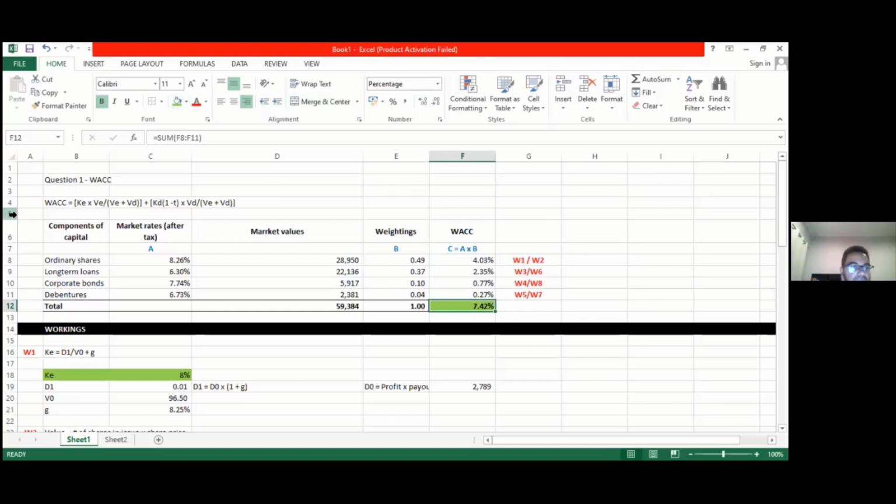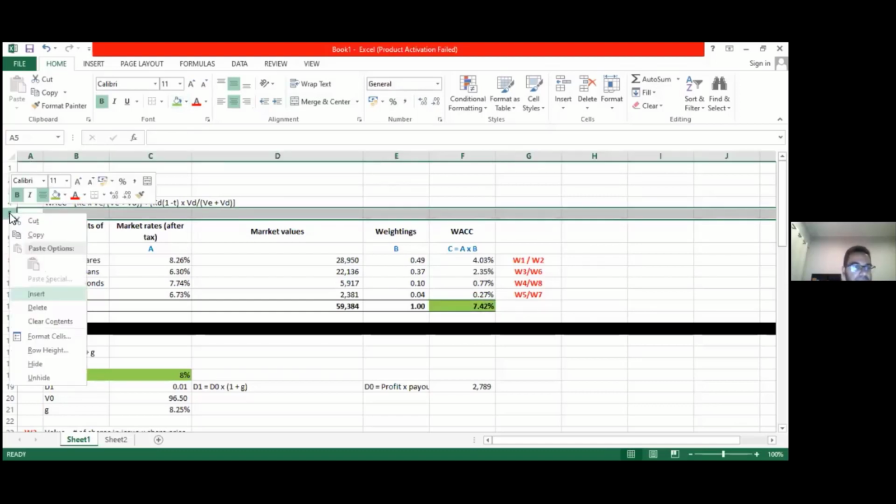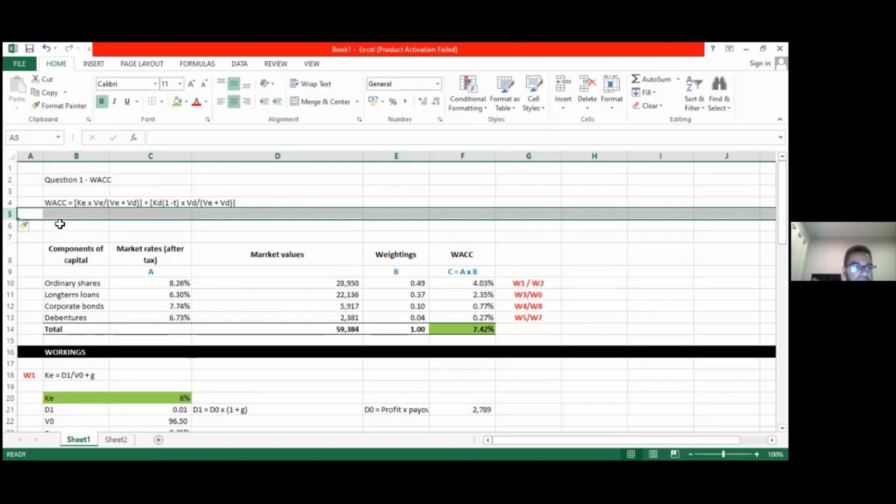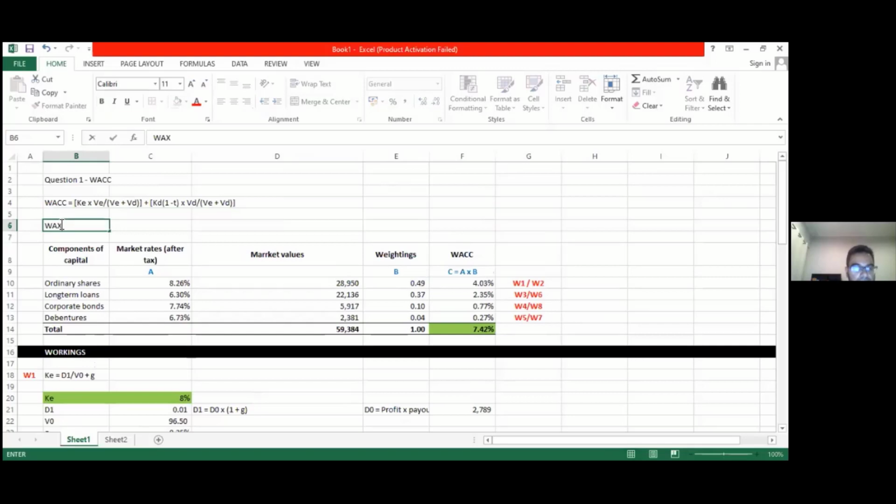Now I can answer the question and I can say, WAC is 7.42%. So that's basically an approach to tackle your WAC calculation. Step number one, write down the formula. Step number two, set out your table. Step number three, identify your components of capital. Step number four, determine your market rate or your market value. Step number five, if you determine your market rate, then determine your market value, your weightings. And that will give you your WAC calculation.